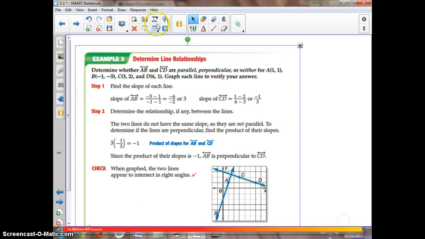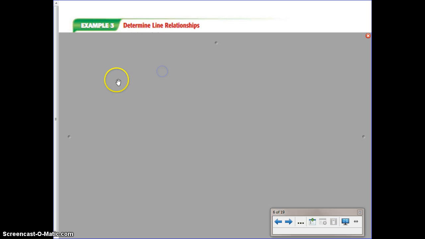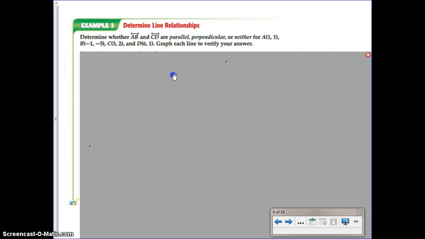All right, so let's look at our, we're actually skipping example 2. So you could label example 3 as example 2 if you would like. Determine whether lines AB and CD are parallel, perpendicular, or neither. So we're given the points for A, B, C, and D, and they ask us to graph each line to verify our answer once we do that. Well, obviously we need to find the slope of AB and the slope of CD. So I would suggest you pause the video now and review finding the slopes of those 2. See if you can do it.